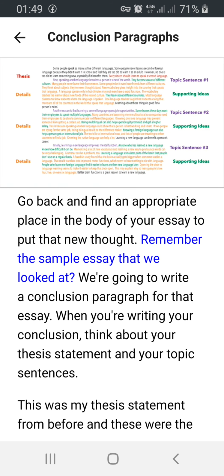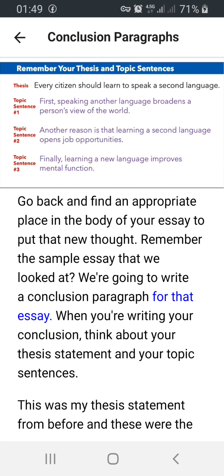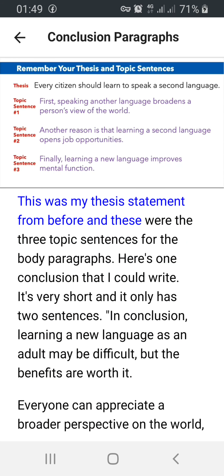Remember the sample essay that we looked at? We're going to write a conclusion paragraph for that essay. When you're writing your conclusion, think about your thesis statement and your topic sentences. This was my thesis statement from before, and these were the 3 topic sentences for the body paragraphs.